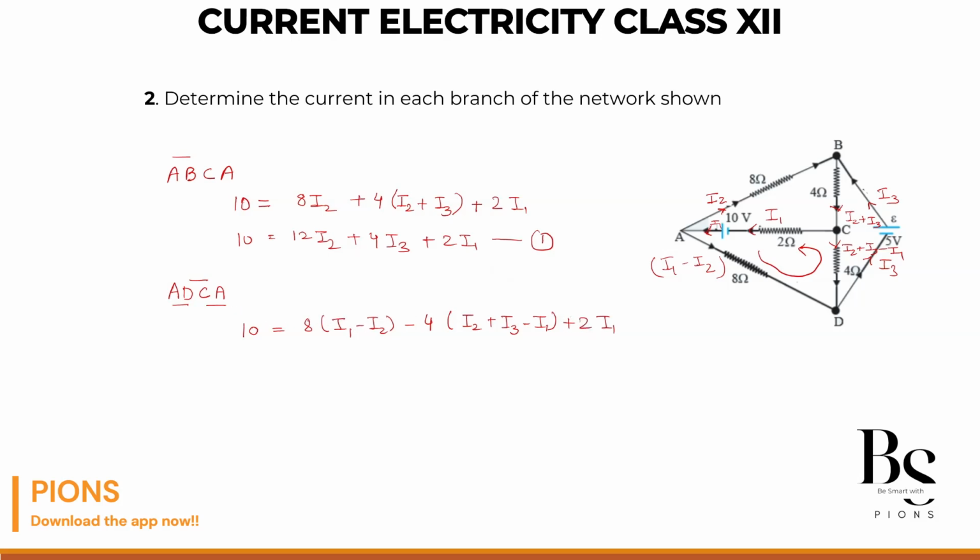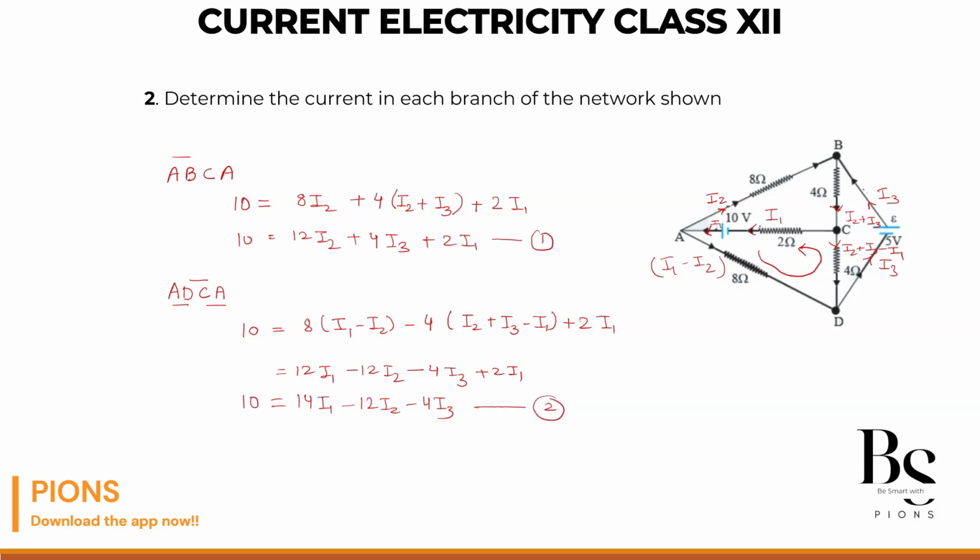Let's simplify it. 8I1 minus and minus plus 4, 8I1 plus 4I1, 12I1. 8I2 minus 8I2 and minus 4, minus 12I2. Then, minus 4I3. Wait, there is plus 2I1 also. Okay, we will write that later on. So minus 4I3 and 2I1 is already left. So 12 plus 2, 14I1 minus 12I2 minus 4I3, and that's our second equation.